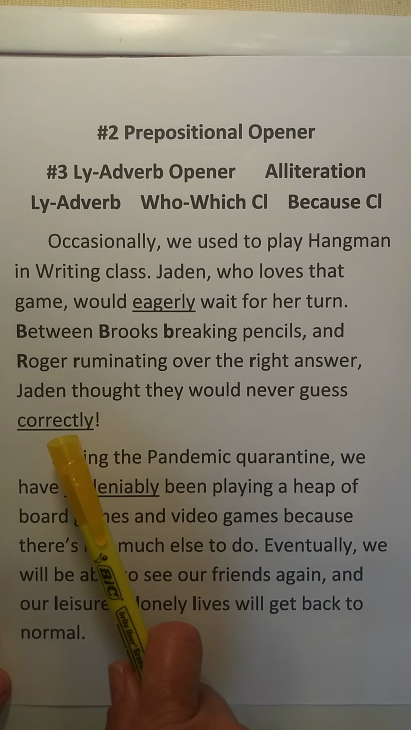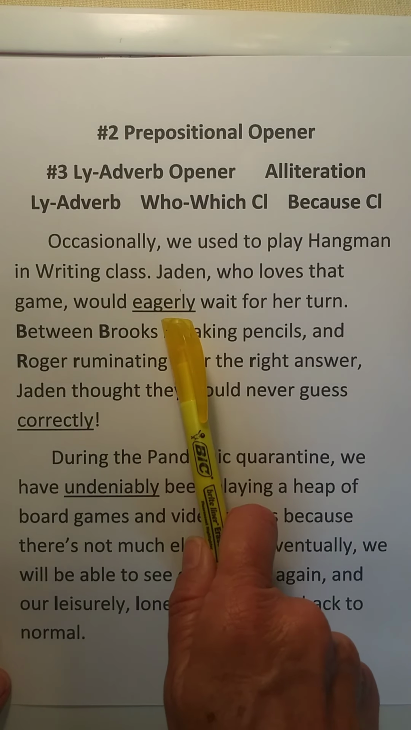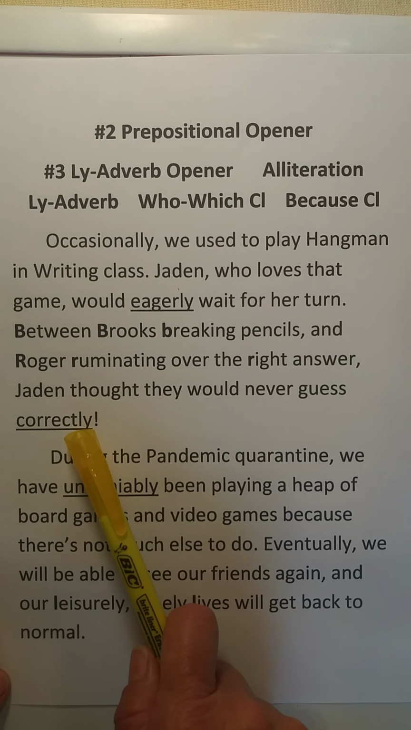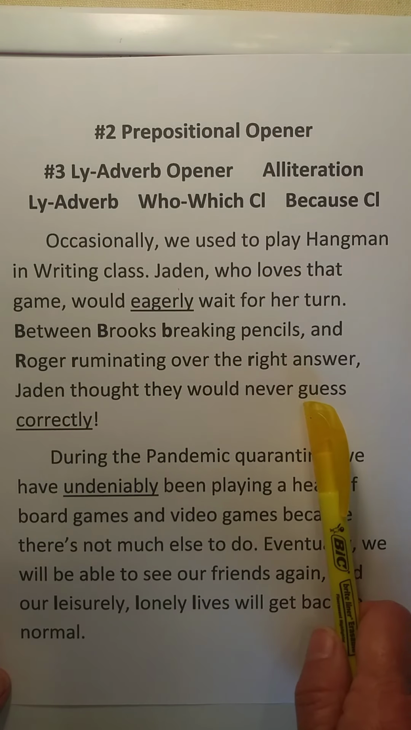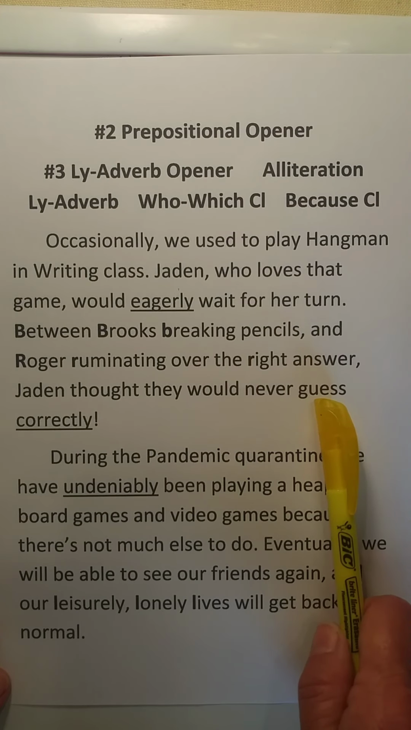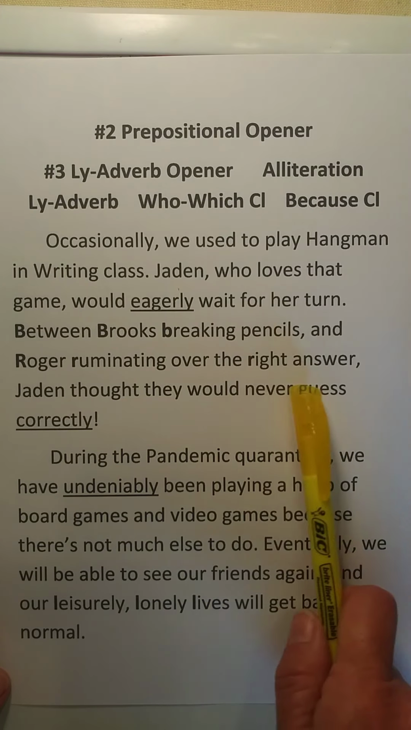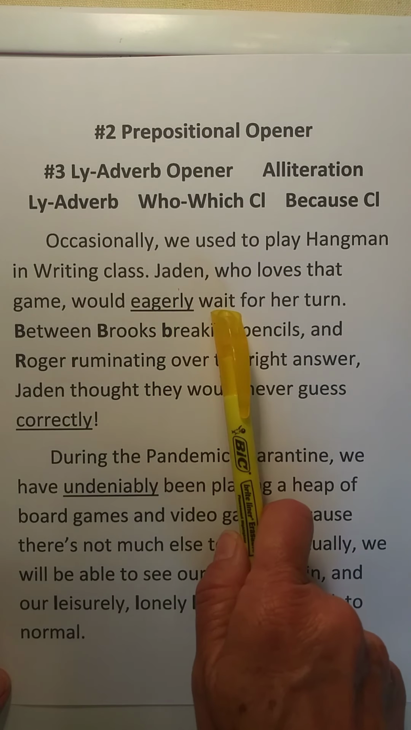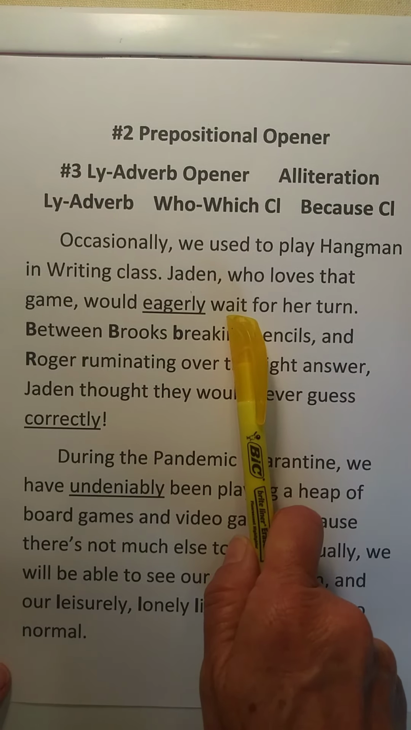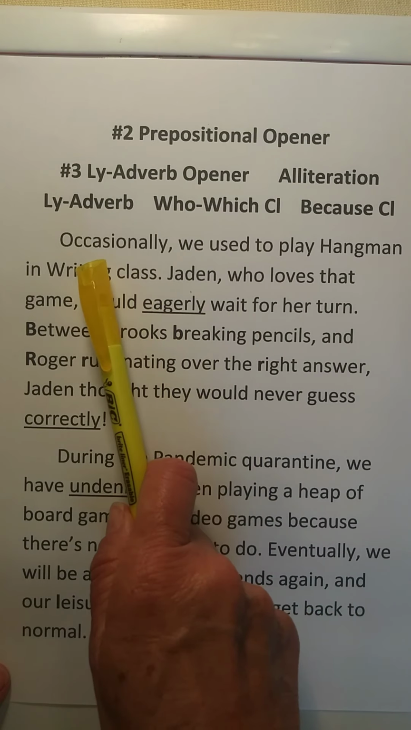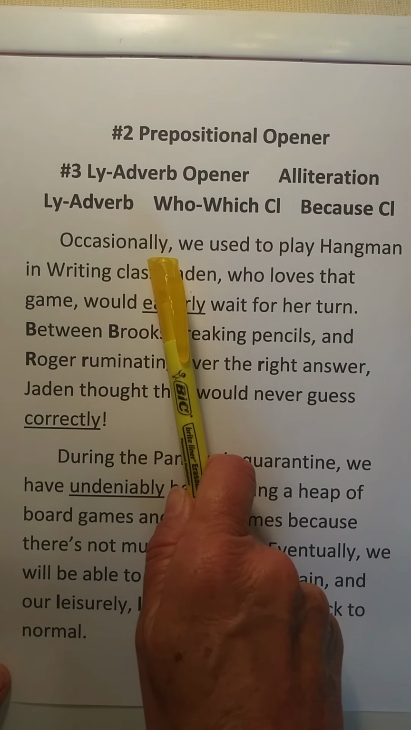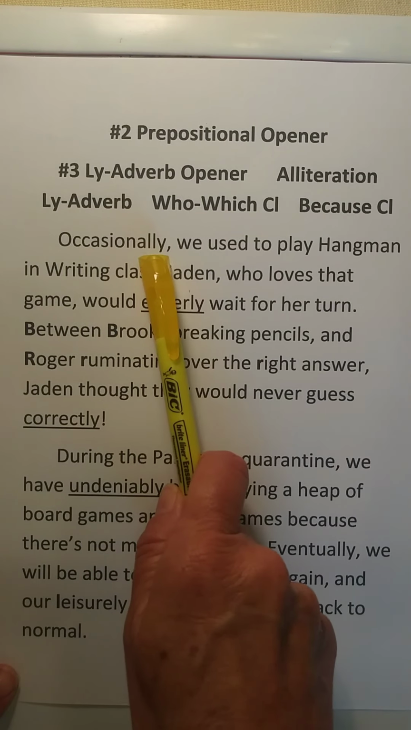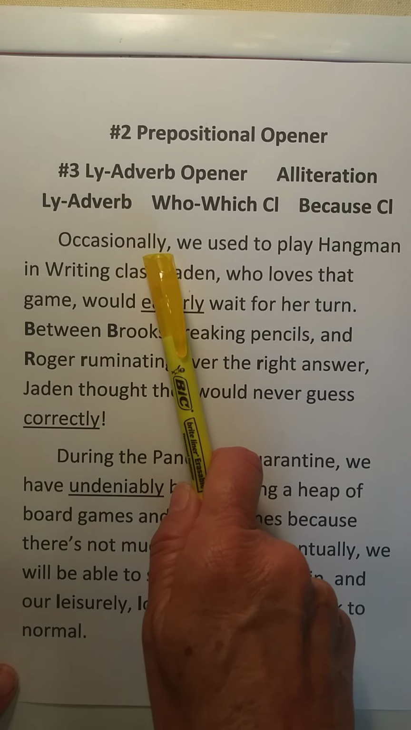Okay, first of all, you see I've underlined two words. Why? These are ly adverbs, eagerly and correctly. They tell how they never would guess. They guessed correctly, or didn't guess correctly. And how she waited, eagerly waited. There's your ly adverb opener. This is a number 3 because it's an ly adverb opening up the sentence.